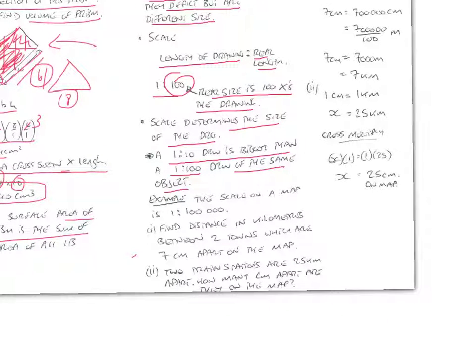Because we use scales on maps, we use them everywhere really. You can see them on toys and all sorts. Anyway, the scale on a map is 1:100,000. Find the distance in kilometres between two towns which are 7 centimetres apart on the map. So this scale will be 1 centimetre to 100,000 centimetres. And then two train stations are 25 kilometres apart. How many centimetres apart are they on the map?